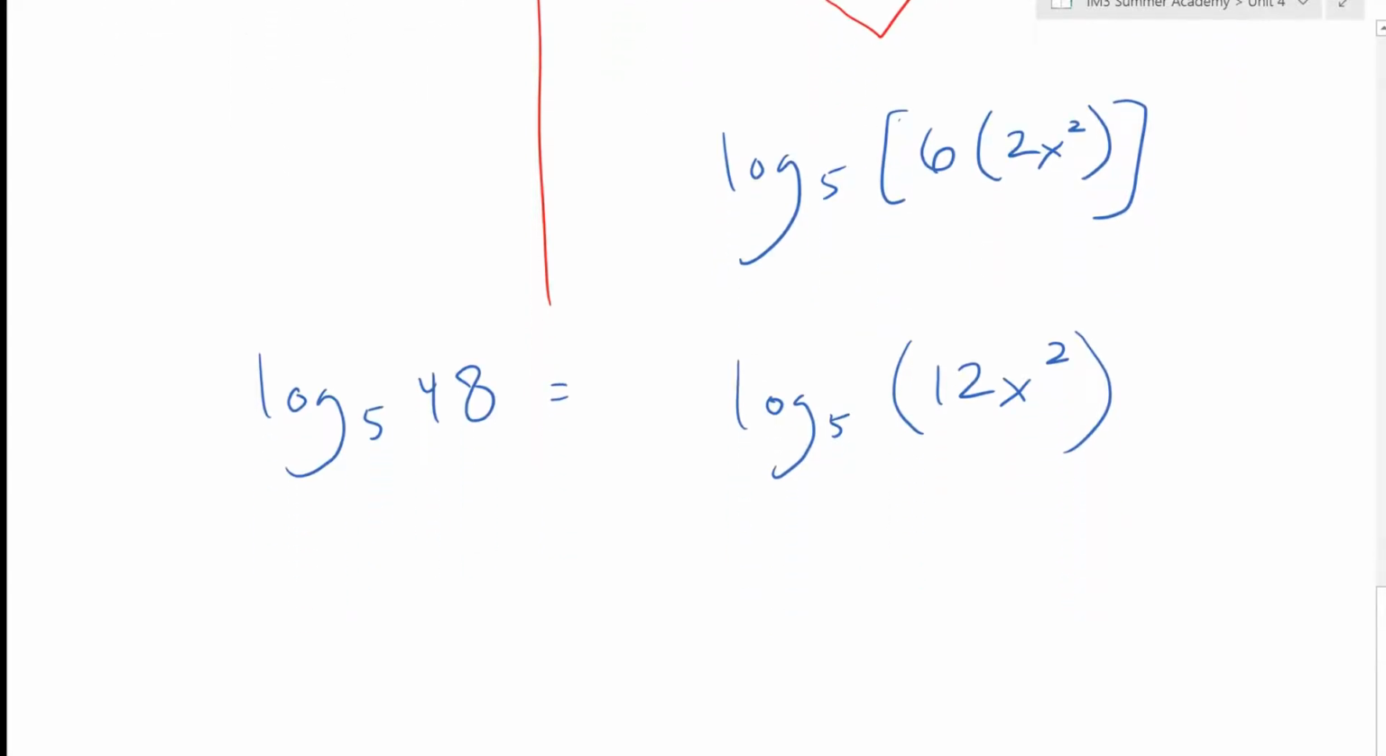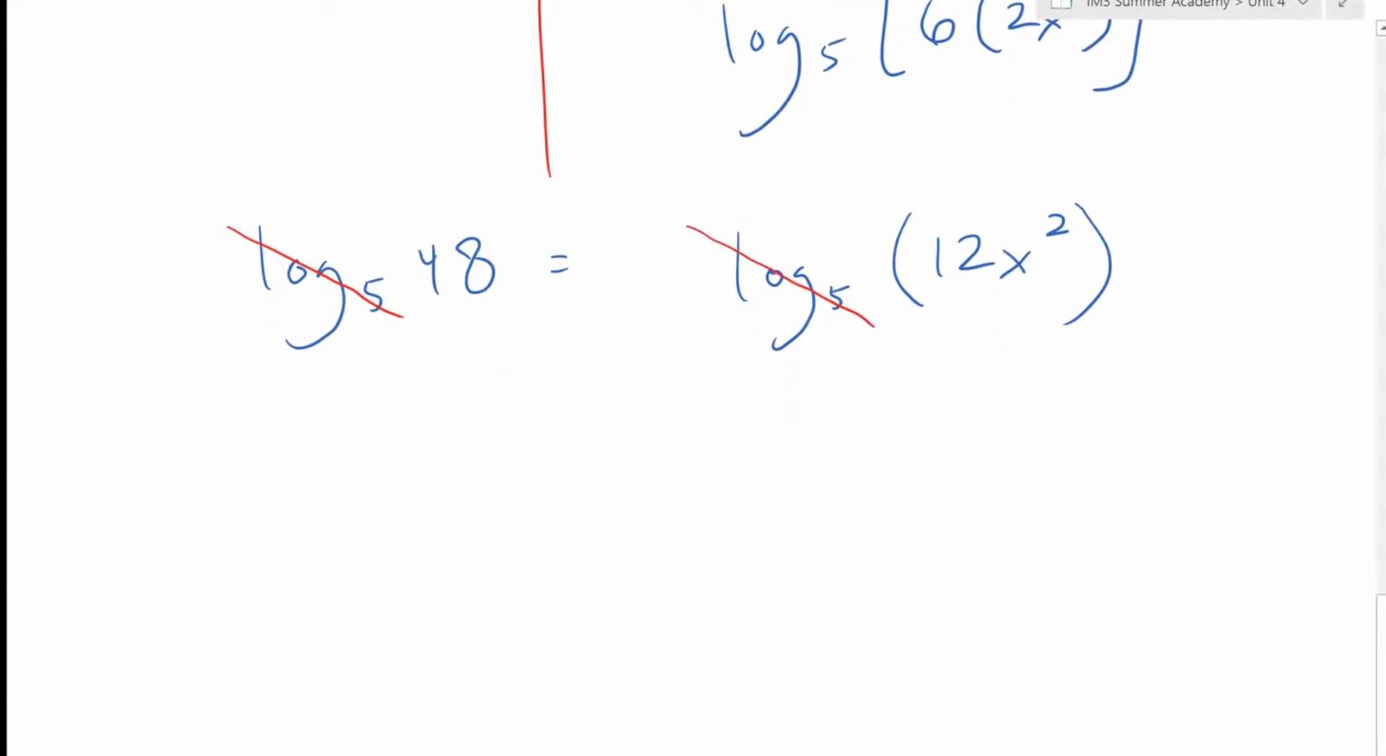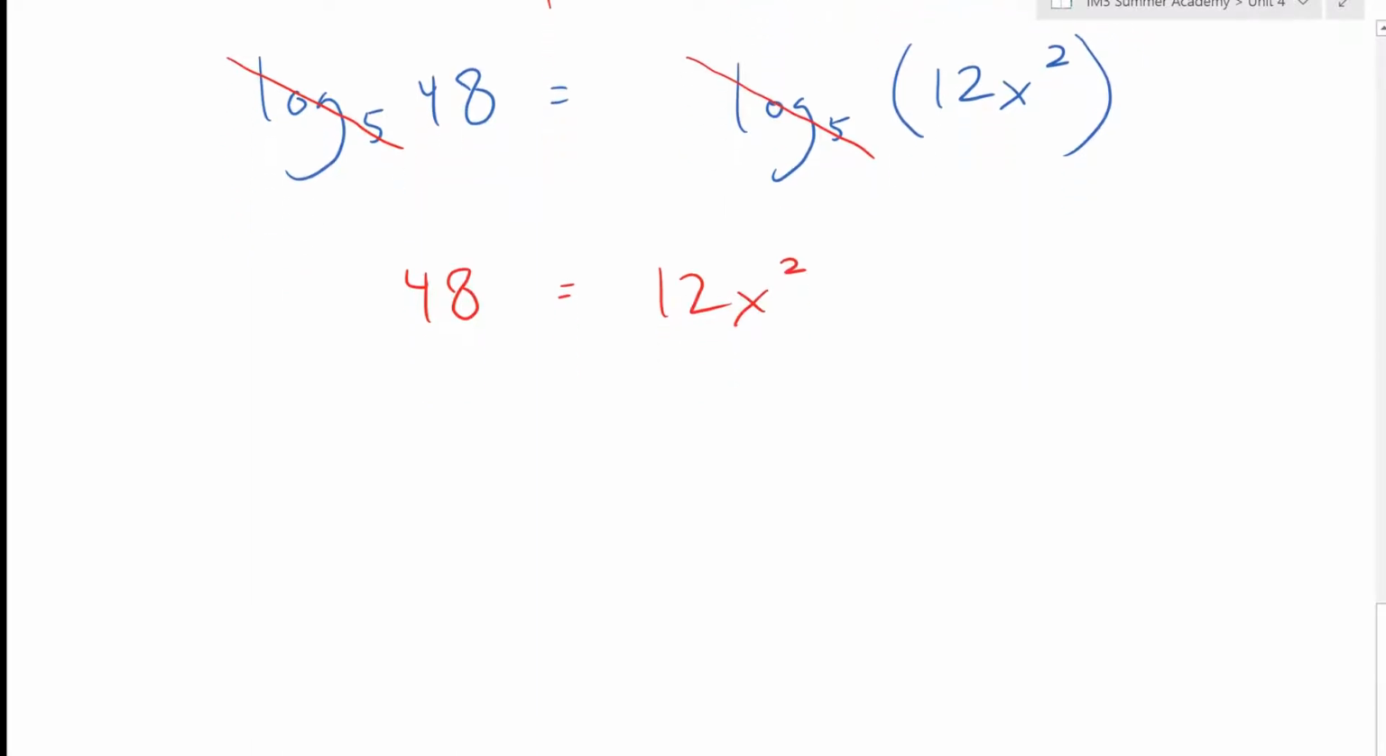But since we've condensed down the right side, this log can cancel with that log. Only 1 and 1, can't cancel 1 with 2. We can bring everything else down. Solving for x, divide by 12. 4 equals x squared.